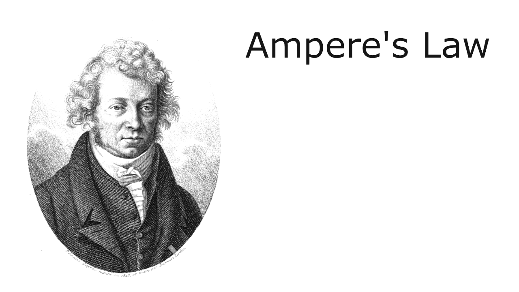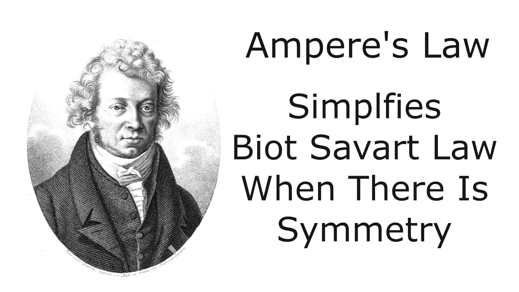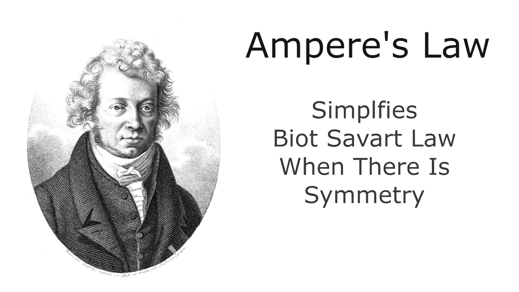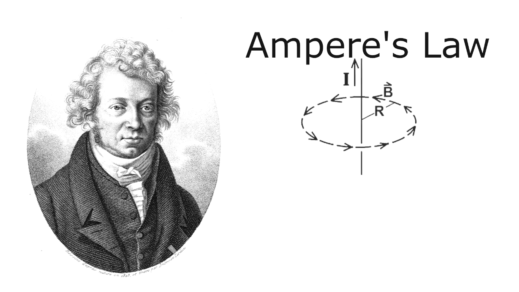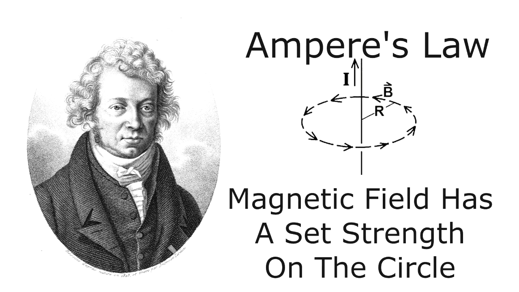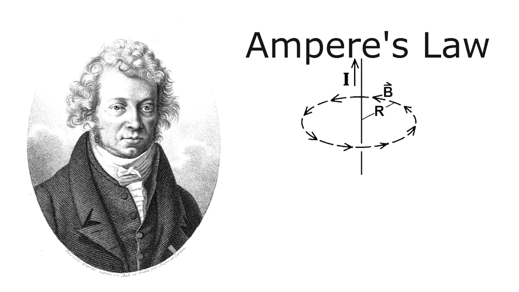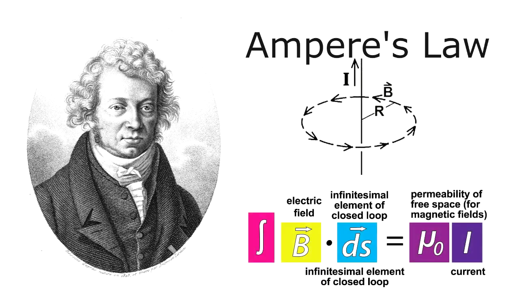So now let's talk about Ampere's law. Ampere's law is kind of like Gauss's law. It simplifies the Biot-Savart law in situations where there's symmetry. Basically, here's what Ampere's law says. If you draw a circle or any loop around a steady current of wire, the magnetic field will have a set strength on that circle. Ampere realized that the stronger the current running through the wire, the stronger the magnetic field that will circulate around the circle.